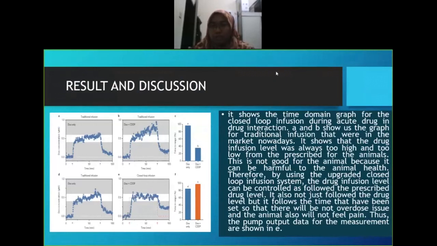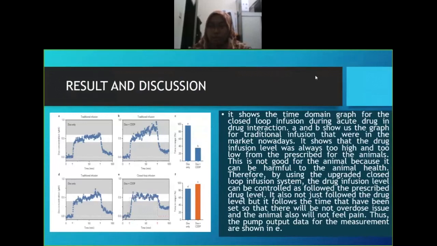It showed that the drug infusion level was always too high and too low from the prescribed level for the animals. This is not good for the animal because it can be harmful to the animal's health. Therefore, by using the upgraded closed-loop infusion system, the drug infusion level can be controlled to follow the prescribed drug level. It not only follows the drug level, but also the time that has been set, so that there will be no overdose issue and the animal will not feel any pain.